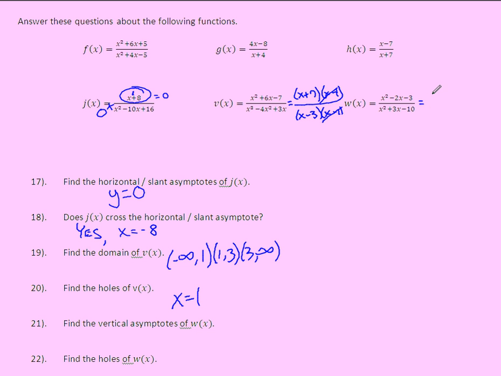Alright, w of x, the last one we have here. I'm going to factor as x minus 3 and x plus 1 on top, and on the bottom it will be x plus 5 and x minus 2. Vertical asymptotes are when the bottom equals 0 and does not cancel. Nothing cancels here, so that means I have two vertical asymptotes: x equals negative 5 and x equals positive 2. Now for finding the holes of w of x, that's where the bottom equals 0 and things do cancel. Well, nothing cancels, so there are no holes for this function.